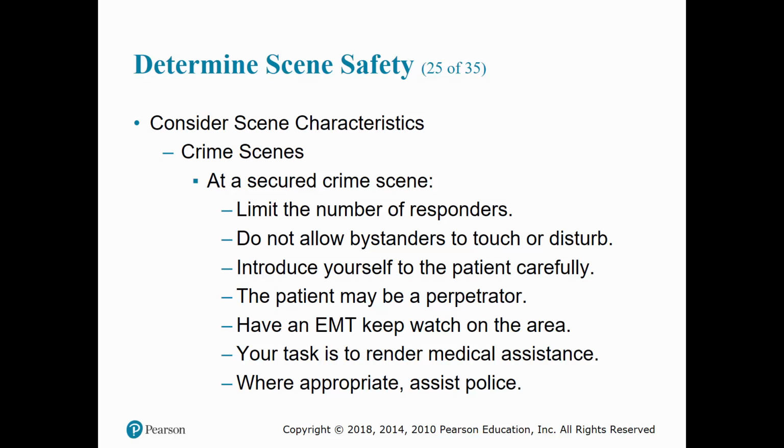Remember, as you work on the patient, that your task is to render medical assistance and to save their life, not to aid in solving a crime. Be as considerate of police requests as possible, but keep your primary task in mind. Where appropriate, assist police in collecting and recording anything on the patient, such as blood, hair, seminal fluid, gunpowder residue, or clothing fibers, and follow local protocol when handling these.